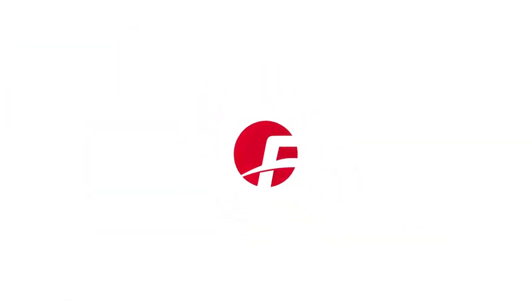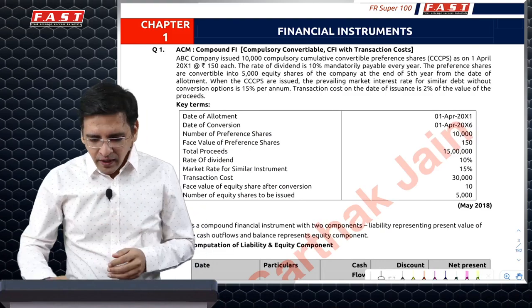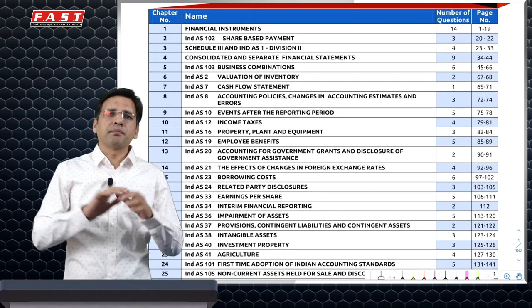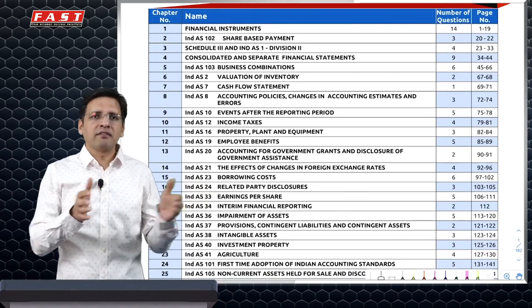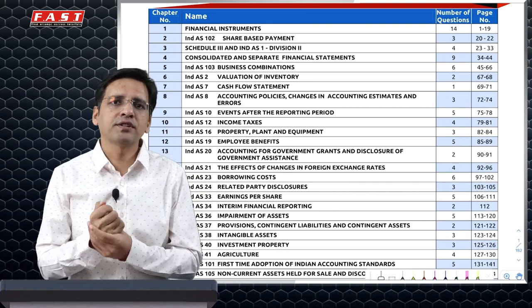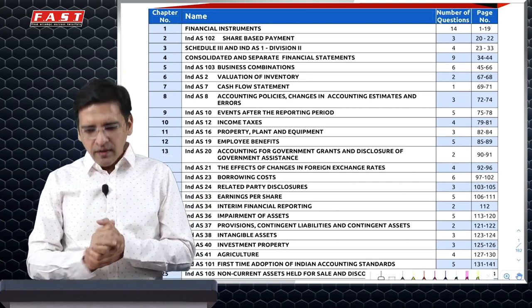I'll also try to share the timestamps of various chapters which I've covered. This is basically the sequence which you are going to follow. First, we'll be starting with financial instruments, and then we'll be first covering the major chapters in this particular video. I will basically cover Schedule 3, Ind AS 1, Consolidated Financial Statement, Business Combination, and Share-Based Payments.